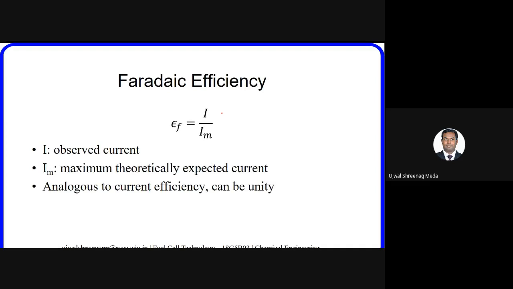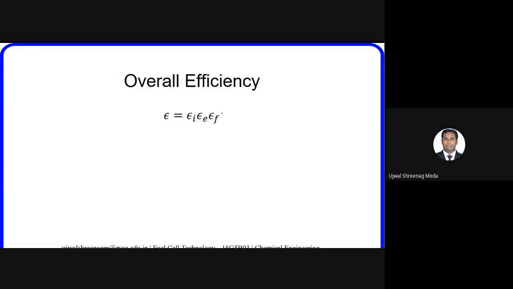So the third variant is Faraday efficiency. Here the efficiency is calculated based on the current measured, or the current that is obtained in a fuel cell, and the maximum possible current. If you take the ratio of the two, we get an efficiency, and that is defined as Faraday efficiency. If we club these three, we get the overall efficiency: EI, intrinsic maximum efficiency, EE, voltaic efficiency, and EF, Faraday efficiency. All these three are clubbed together, and the overall efficiency is found.